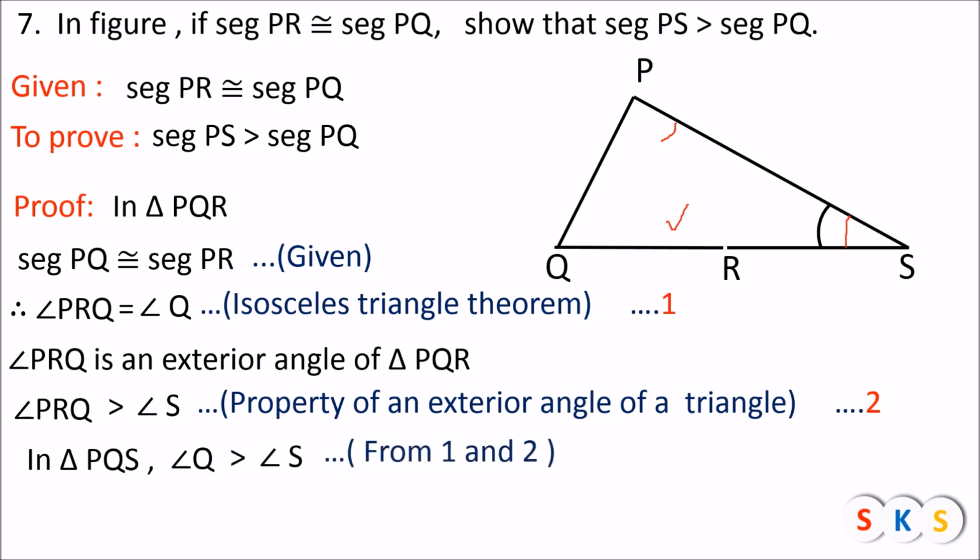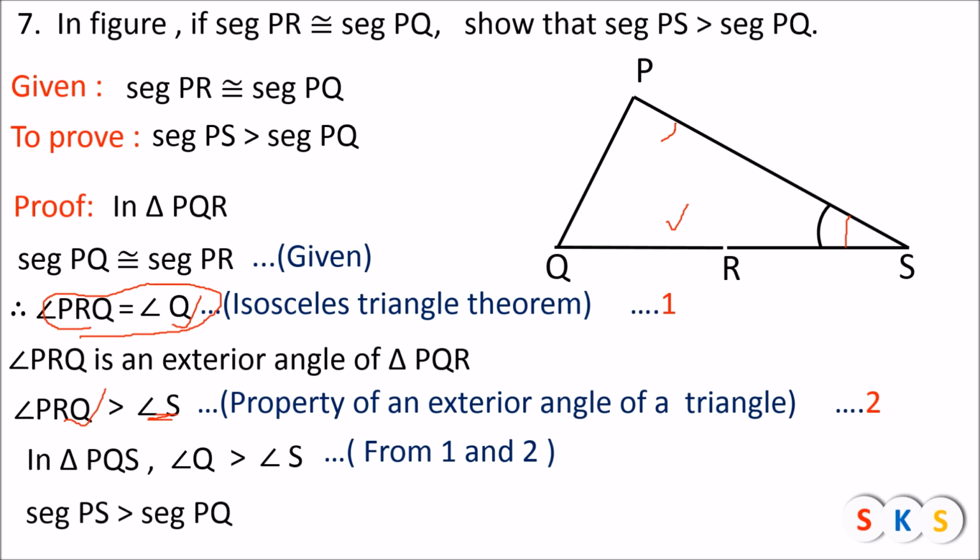Now in triangle PQS, angle Q is greater than angle S. This we got from 1 and 2. Equation number 1 says that PRQ and Q are equal. And equation number 2 says that PRQ is greater than S. If PRQ is greater than S, then Q will also be greater than S, because Q and PRQ are equal.